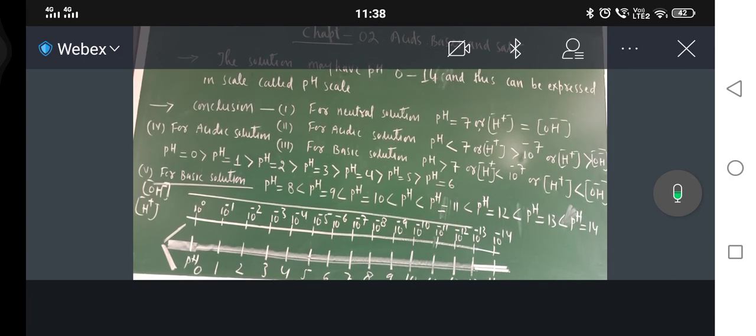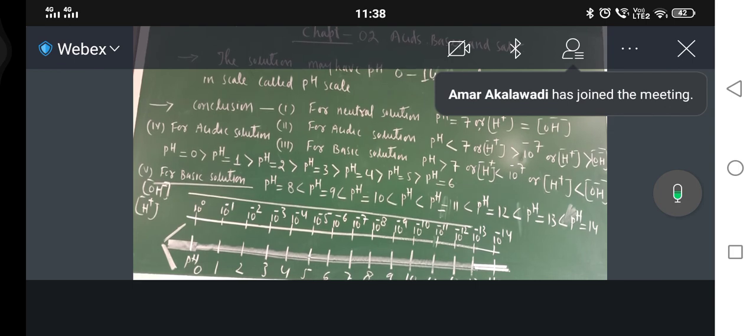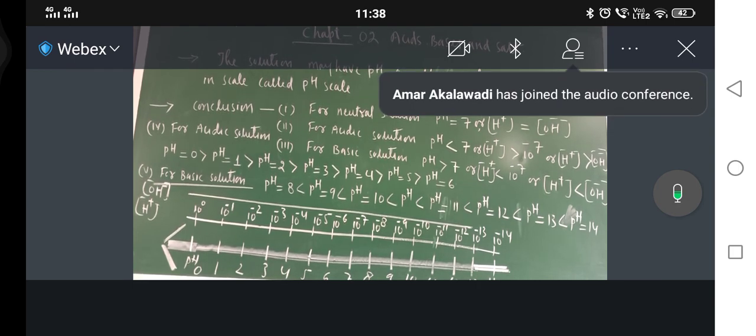For a basic solution what would be there? pH would be greater than 7, or H positive ion concentration would be smaller than 10 raised to the power minus 7, or H positive is smaller than OH negative. H positive means molar concentration of H positive. Okay, and on the basis of this, we can say, now the fourth conclusion is also written on the left hand side of the blackboard.